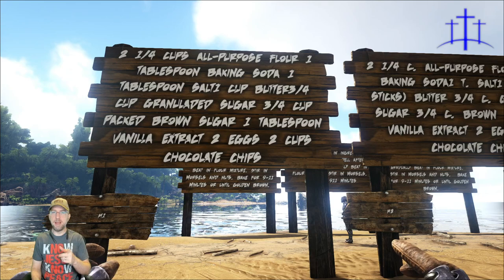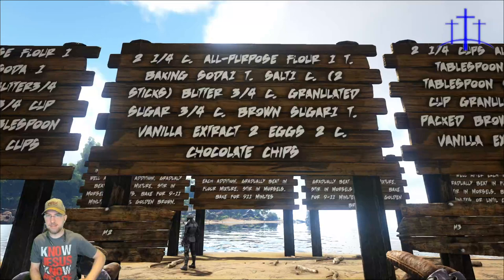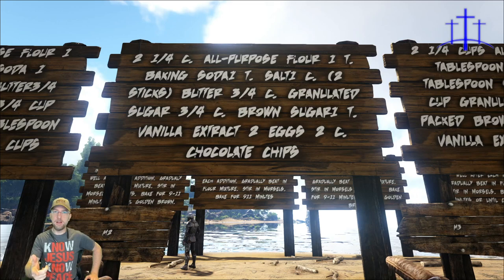But in ARC, I have only uncial text. I can't do upper and lower case. So when I put this in, this was supposed to be a lowercase t, 1 small t of salt. But because the ARC interface put it as capital, now that would be a tablespoon.